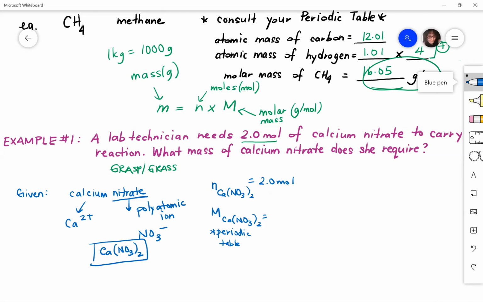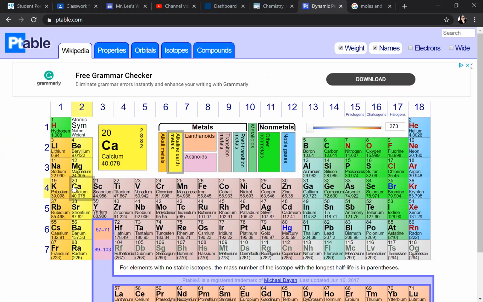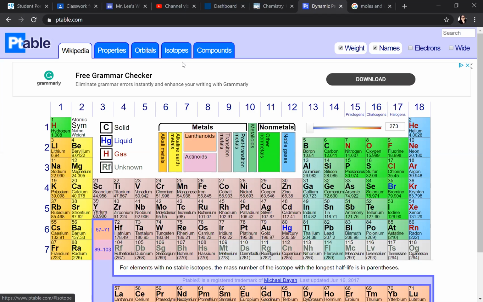So in consulting with your periodic table of elements, you will notice that you can do that online. So we'll switch to our ptable.com. So you'll look up calcium. Calcium has an atomic mass of 40.01, nitrogen 14.01. You also have some oxygen in there, 15.99, or you can use 16. And then don't forget those subscripts, which you'll be multiplying the oxygens by. Okay, so let's switch back and I'll show you how it's done.